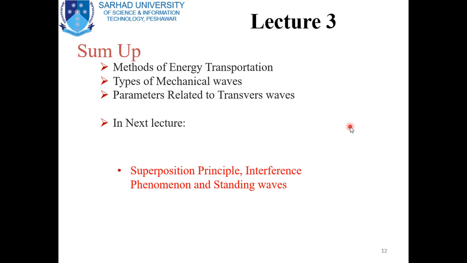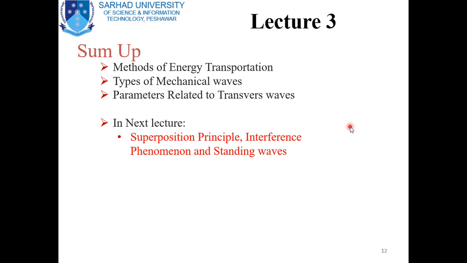And then we have studied some parameters like the amplitude, instantaneous displacement, angular wave number, frequency, and speed of transverse waves. In the next lecture, we will study a tool with which we can add two waves, known as the superposition principle, and then we will study the effects of the superposition principle, which are the interference phenomena and standing waves. In the interference phenomena, we just combine two waves and study the resultant, and in a standing wave the energy is trapped between 2 points which are called nodes, and we will study them in detail.